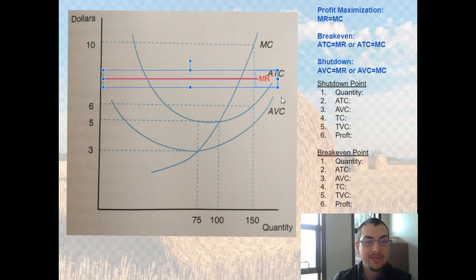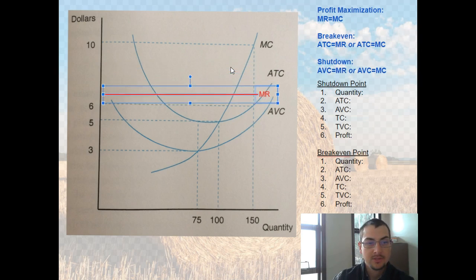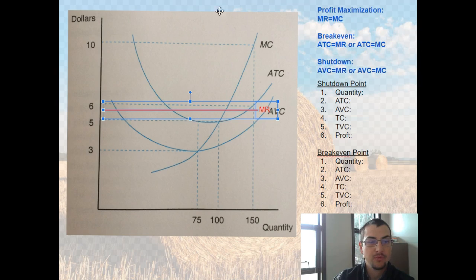As we move up and down this line, we can see that the quantity we produce is going to change as well. At this point, if marginal revenue is equal to this particular point, we're going to produce at this quantity. But if marginal revenue falls, let's say it goes down to about this point right here, then the quantity that we produce falls with it, because we're always going to produce at the quantity where marginal revenue equals marginal cost.